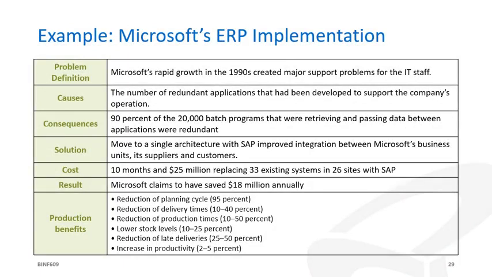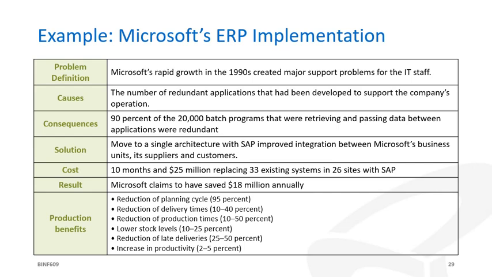Microsoft rapid growth in the 1990s created major support problem for the IT staff, which felt it had lost control over the system they administrated. The problem occurred due to the number of redundant applications that had been developed to support the company's operations. At one point, 90% of the 20,000 batch programs that were retrieving and passing data between applications were redundant.